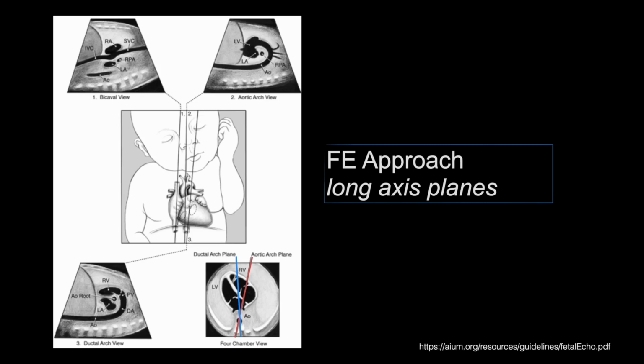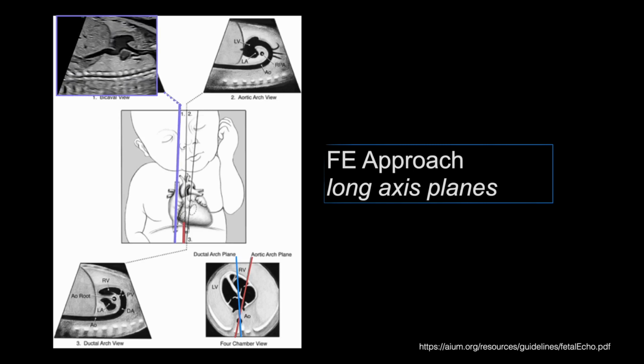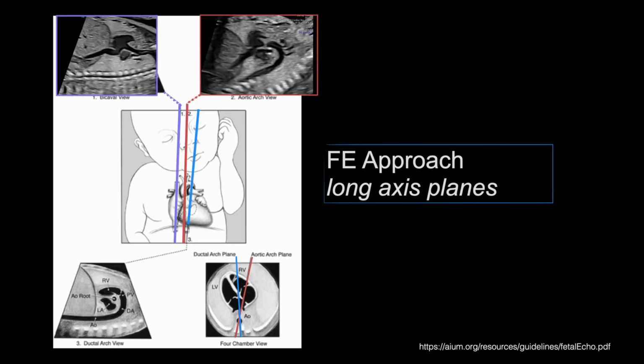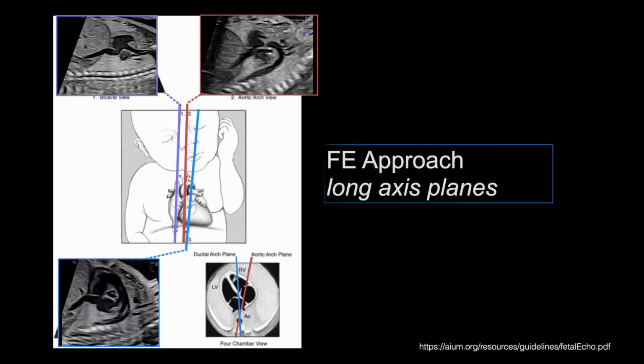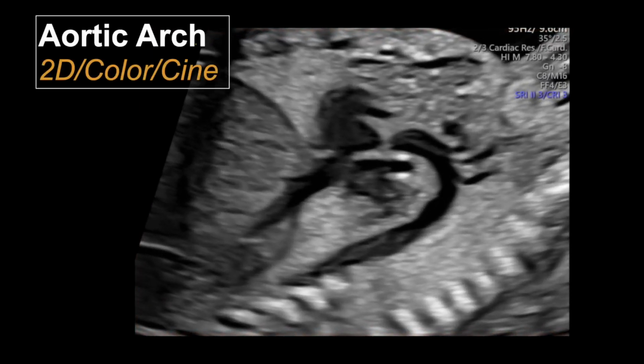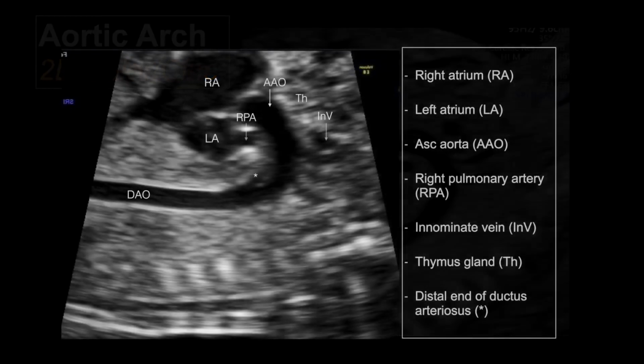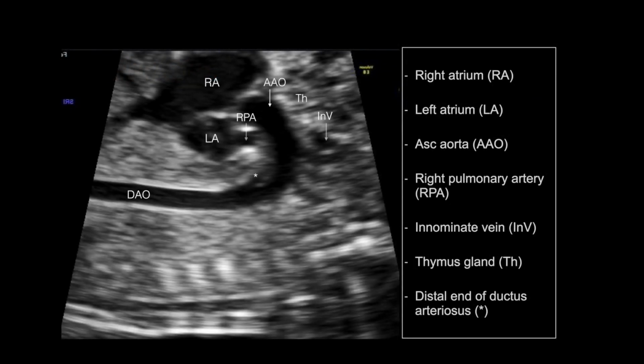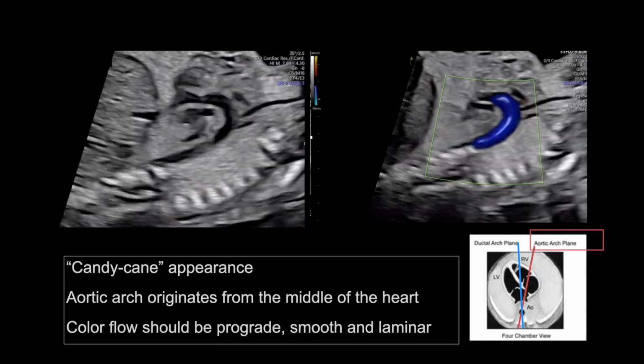Now moving into our long axis planes. So we have our bicaval view, our aortic arch view, our ductal arch view. First going with our aortic arch view, again looking at it with 2D color as well as using a cine clip. I've included this slide for you just to point out the anatomy that we see in this plane for sonographers or physicians who are taking the ARDMS fetal echo boards. It's really important to know your anatomy, so I'm going to leave that for you there.